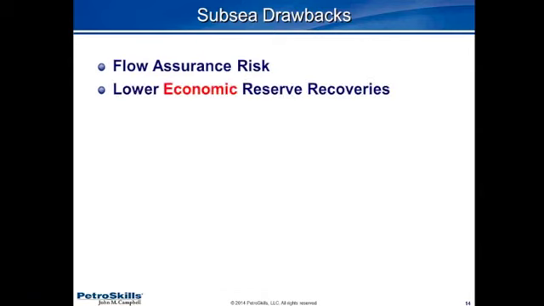Lower economic reserve recoveries are a drawback of subsea systems. The long offset of the subsea system from the producing platform increases the back pressure on the reservoir and thus reduces the ability to produce oil and gas from a given reservoir system.